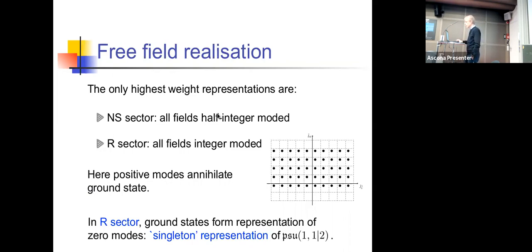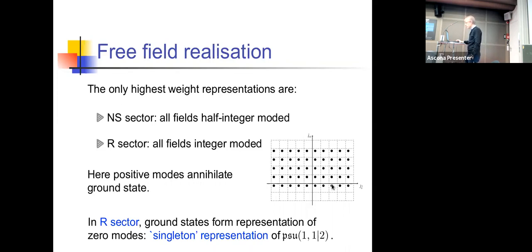So you can either put all the fields in a Neveu-Schwarz sector, I mean they're all half-integer moded, or you put all of them in the Ramond sector, I make all of them integer moded. And in either case, there's just essentially a single highest weight representation, because the ground states are killed by the positive modes and the negative modes produce everything there is. So there's basically one representation. So this is a picture of the Ramond sector representation, which will be, in some sense, the more interesting representation in this context. And the Neveu-Schwarz sector representation isn't really part of this worldsheet theory.